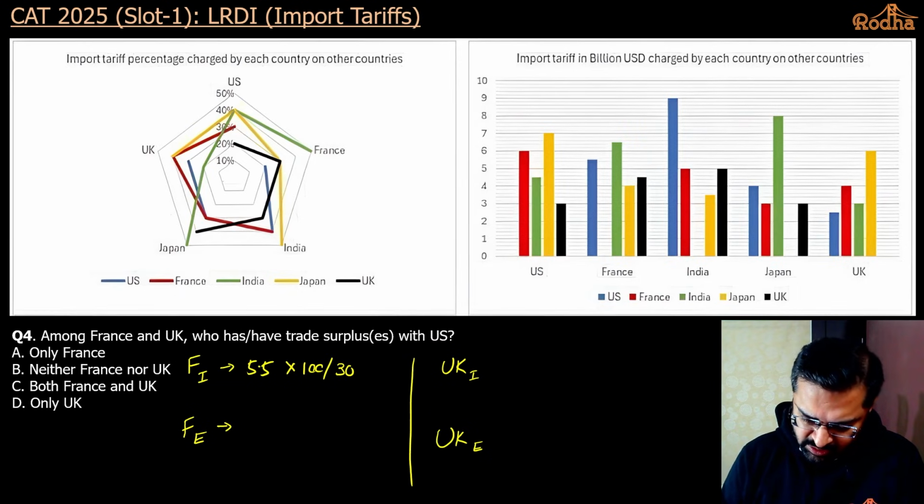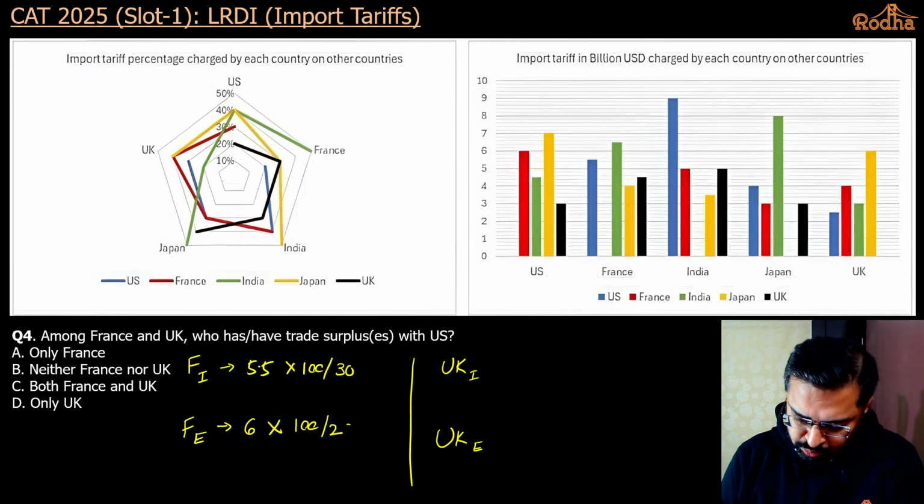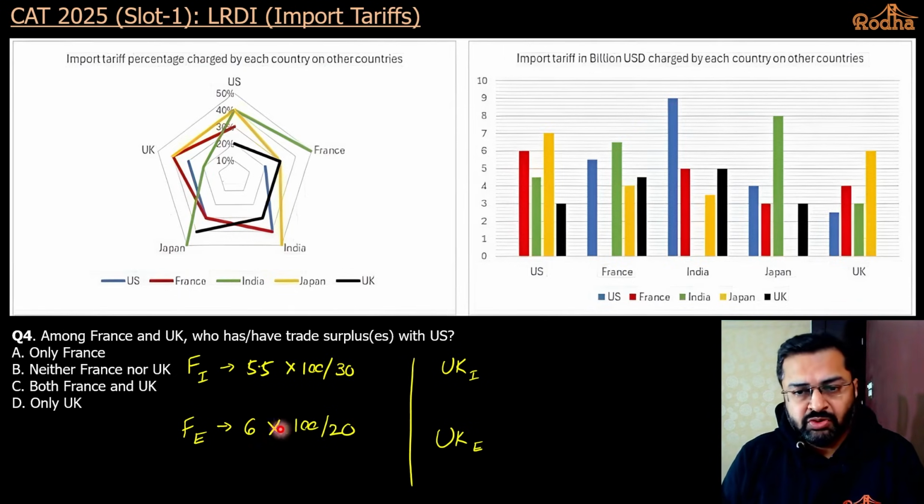What would we write here? We'll write this 6. And then come to this part, US as an importer, this blue bar, and where is France? France is this thing. How much is this? This is 10, 20, just 20%. So 6 into 100 by 20. So these are the values. Now you can very clearly see which one is bigger. 6 into 100 by 20, this is 30, and this is how much? 3.